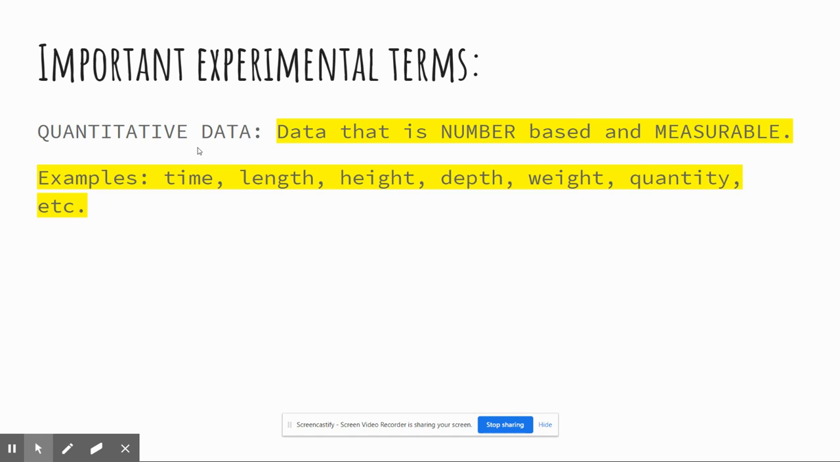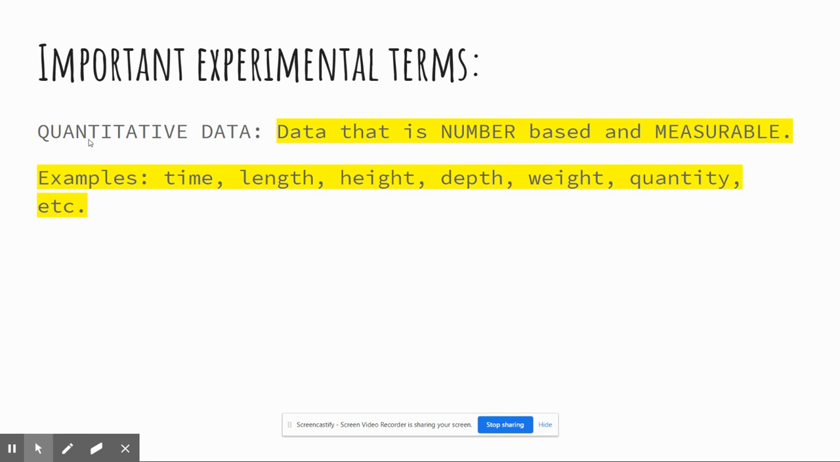Quantity, you could count how many of something there are, right? All of those things are going to be a number. You can write down 39 seconds. You can write down 11 millimeters. You can say that it's 100 grams, right? All of these are number-based because the N in quantitative reminds you N for number. It's a number type of data.